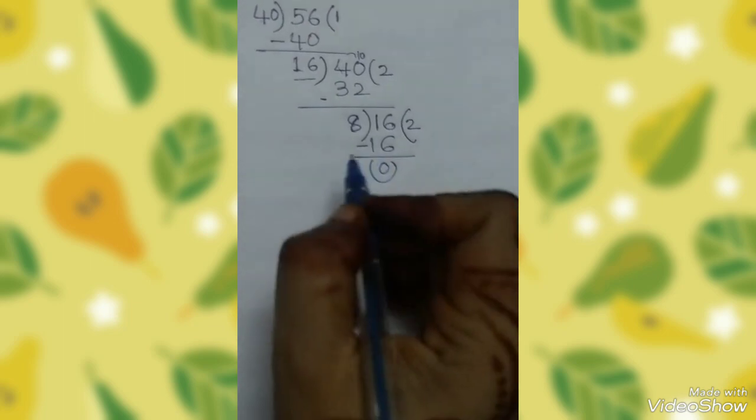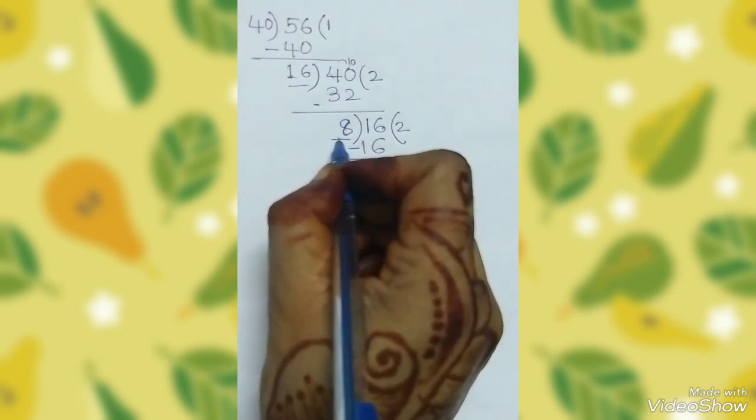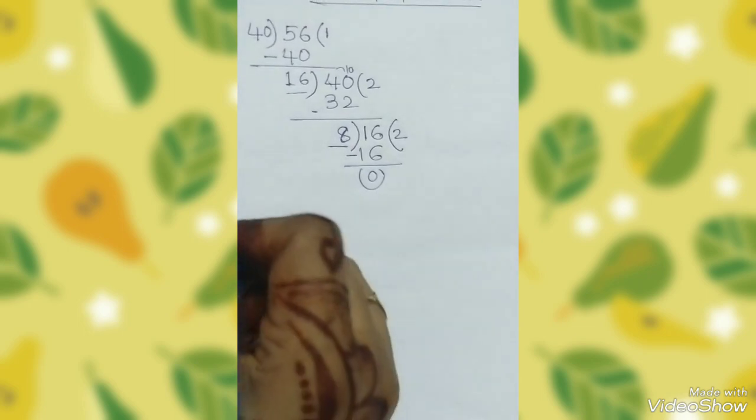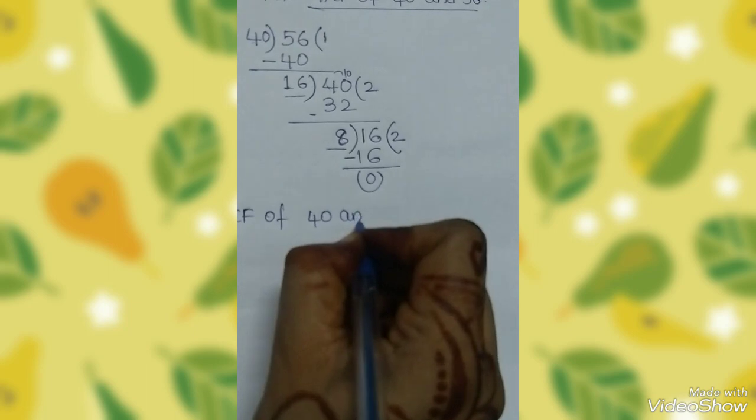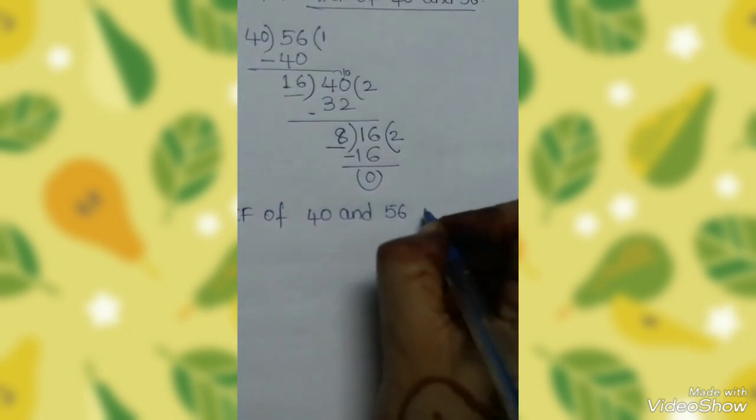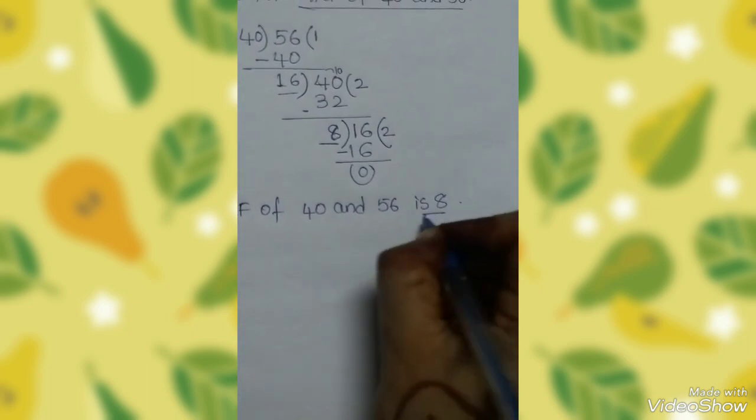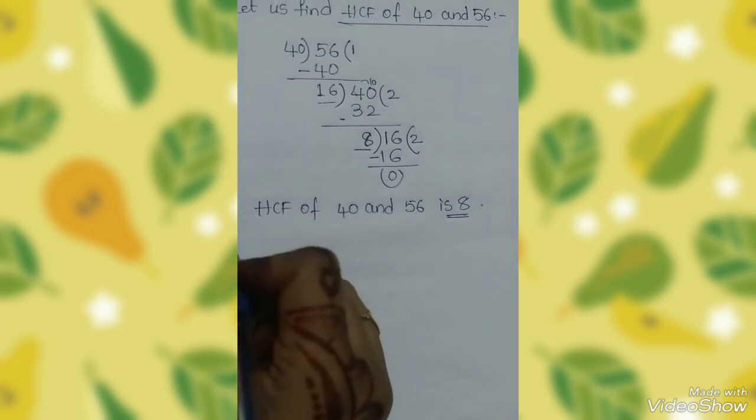Stop here only. What is the last divisor, children? 8. So HCF of 40 and 56 is 8, children.